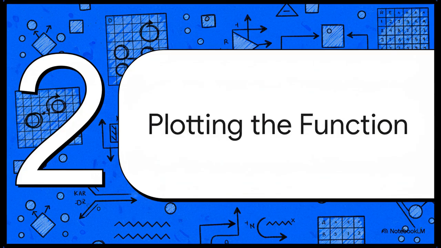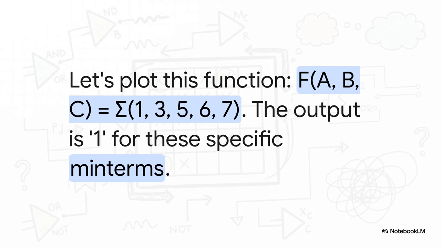All right, enough theory. Let's actually put this into practice. We're going to take a function, plot it onto our K-map grid, and get all our puzzle pieces in place. Okay, here's our example function. Now, don't let the notation freak you out. It's just a shorthand way of listing which combinations of inputs are going to make our circuit turn on. So you can think of these numbers 1, 3, 5, 6, and 7 as the winning combinations, the ones where the output is a 1.